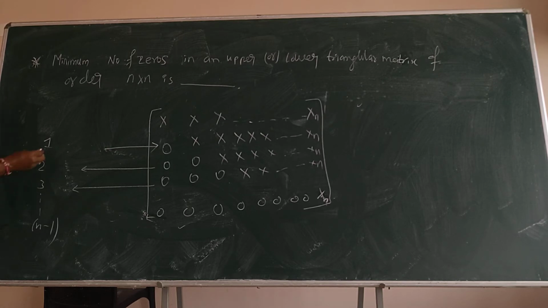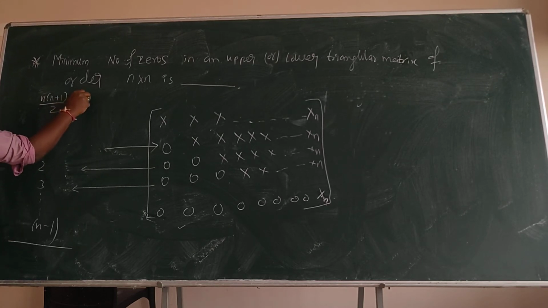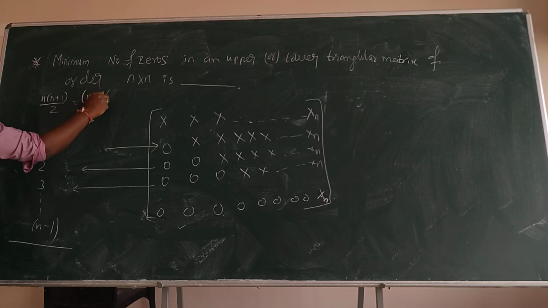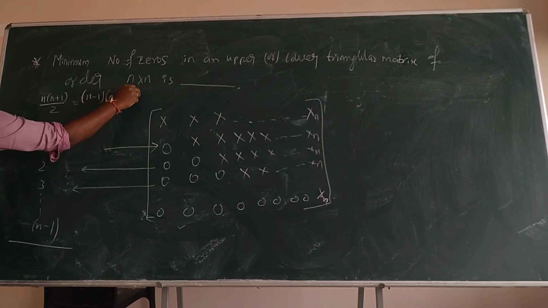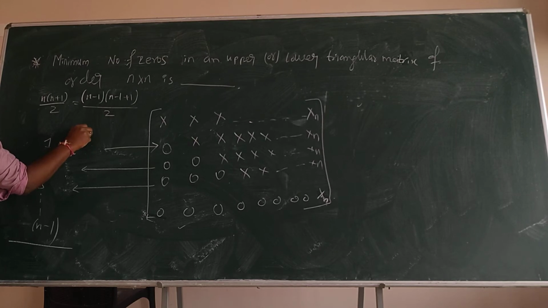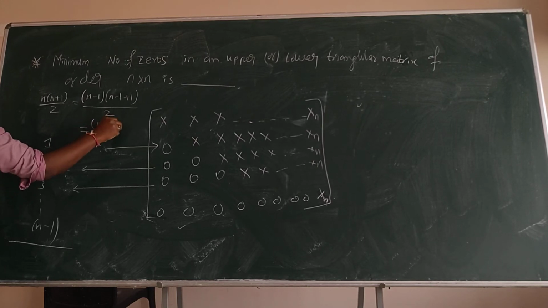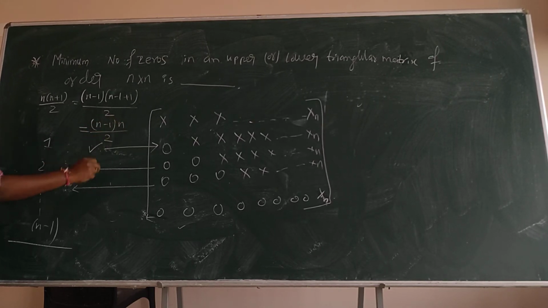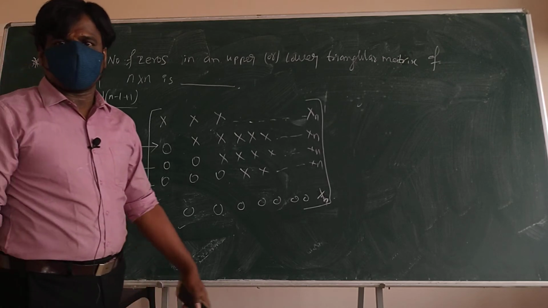So the total zeros will be the maximum. The sum of natural numbers formula is n into n plus 1 by 2. Here how many terms are there? n minus 1. So what I get here is n minus 1 into n minus 1 plus 1, divided by 2. That means n minus 1 into n divided by 2. This is the answer.